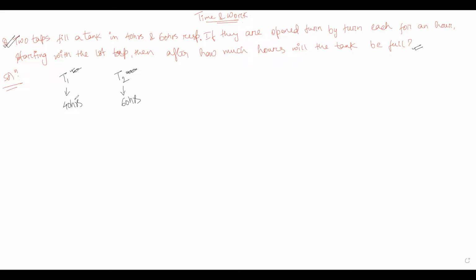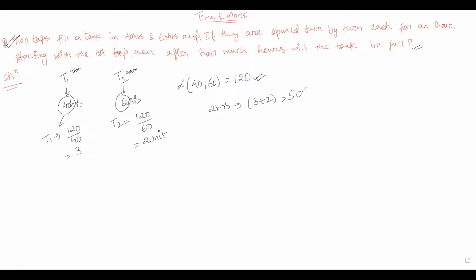So again, let us assume the total capacity of the tank to be the LCM of 40 and 60. So the LCM of 40 and 60 would be 120. So let us assume that the capacity of the tank is 120 units. So every 1 hour, tap T1 would be able to fill 120 by 40, that is 3 units of the tank. And every 1 hour, tap T2 would be able to fill 120 by 60, that is 2 units of the tank. So we can say that for every 1 plus 1, that is for every 2 hours, the tank would be filled by 3 plus 2, that is 5 units.